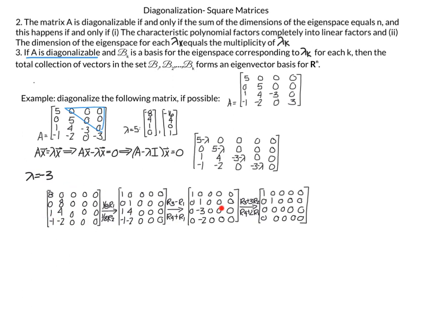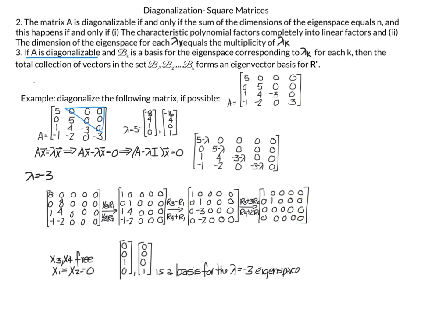So many zeros. It doesn't take much to row reduce until I finally get this matrix here with column vectors 1, 0, 0, 0, 0, 1, 0, 0, 0, 0, 0, 0, 0, 0, 0, 0, and 0, 0, 0, 0. This one's pretty easy to solve, so I see that x3 and x4 are free, and that x1 and x2 are equal to 0, so my 0, 0, 1, 0 and 0, 0, 0, 1 is a basis for the lambda equals negative 3 eigenspace.